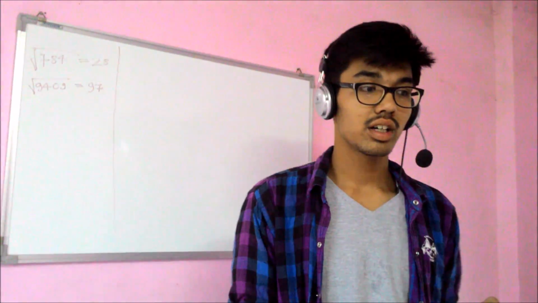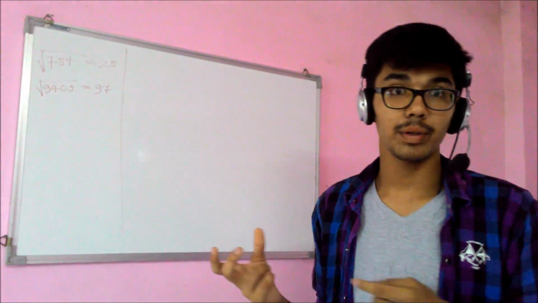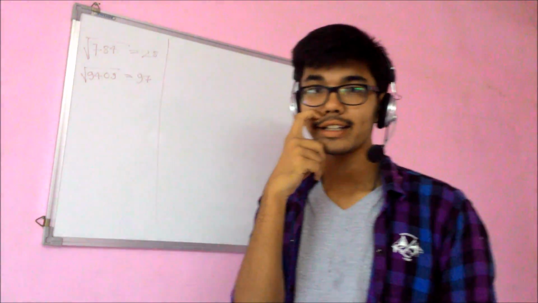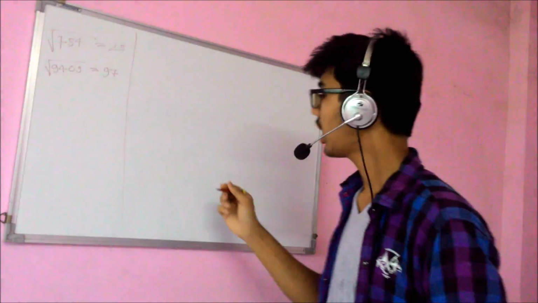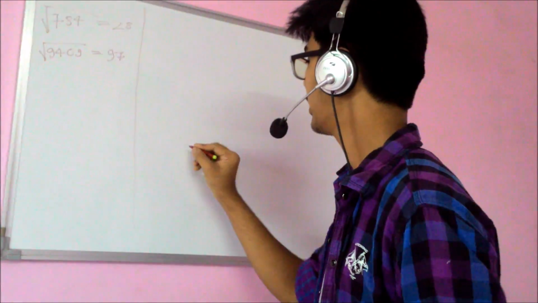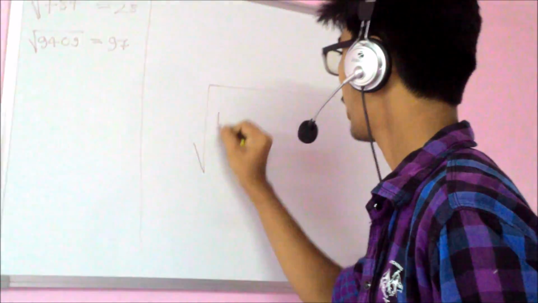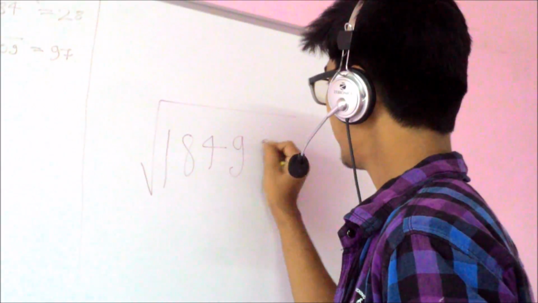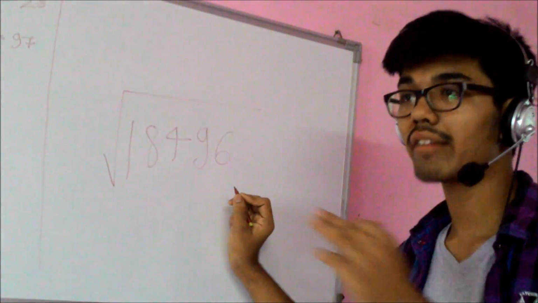Now, give me a number which could be in the 10,000s, or we can say its square root will be greater than 100. Take 18,496. Oh my god. 18,496, okay? Square root of 18,496. We try the same method.